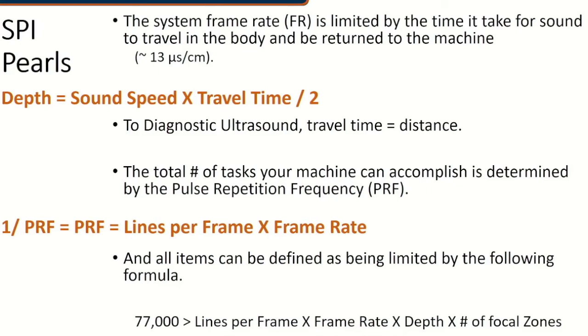And that means side tasks that you might be asking of your machine, like a dual image or color, any other control that we want to add in, will slow our frame rate or refresh rate down. And in the end, everything in our machine is limited by time, and everything can be tied back to a mathematical formula.